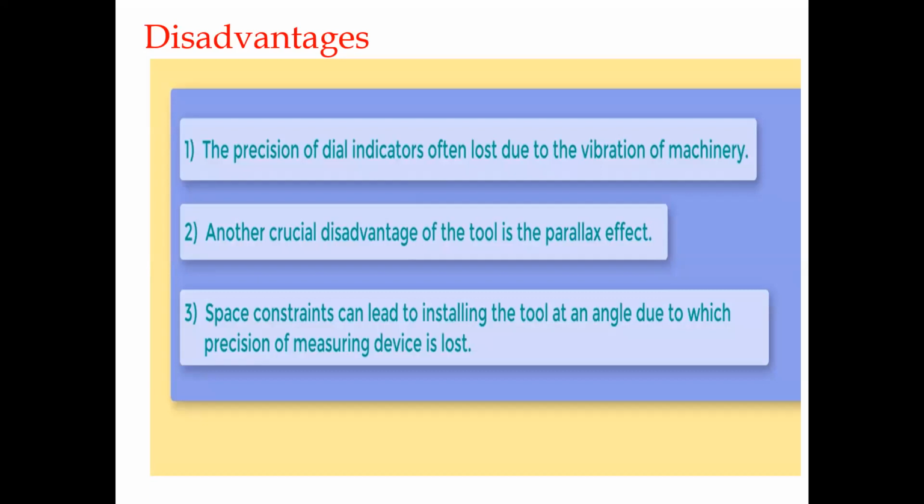Perfect grounding like that. Even though there exist vibrations, those vibrations simply vary the reading given by the dial indicators, or the precision of the dial indicators. The precision of dial indicators often is lost due to vibration of machinery.